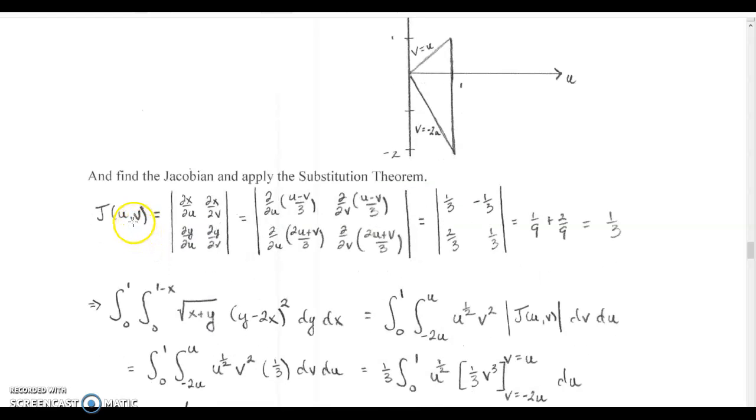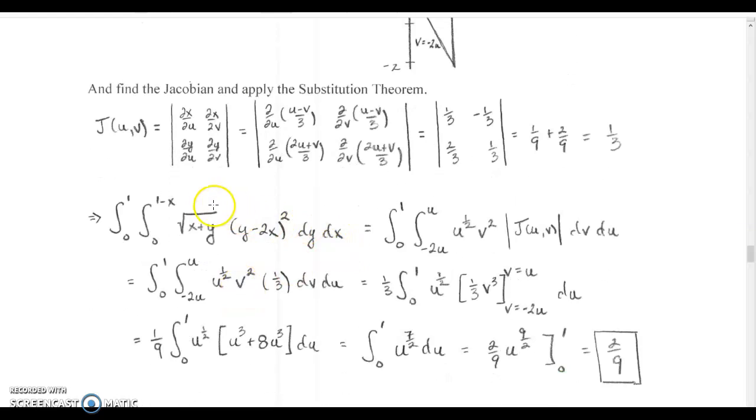The last thing I need to do is find the Jacobian of the transformation. Remember, that's this 2 by 2 determinant. I need the partial with respect to u of x, which is u minus v over 3, so that's 1/3. Partial with respect to v of x, I get minus 1/3. Then I need the partial with respect to u of y, and I get 2/3. The partial with respect to v of y, I get 1/3. So I get 1/9 minus a minus, or plus 2/9, which is a third.